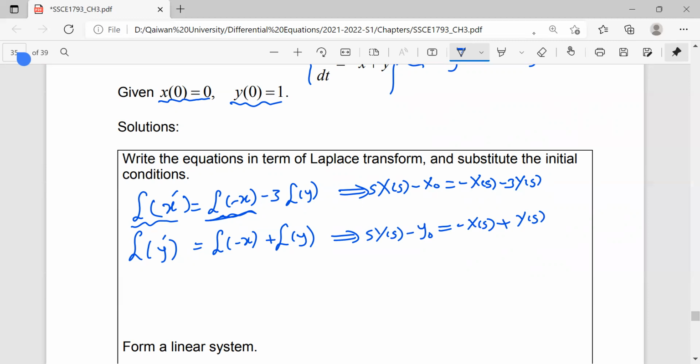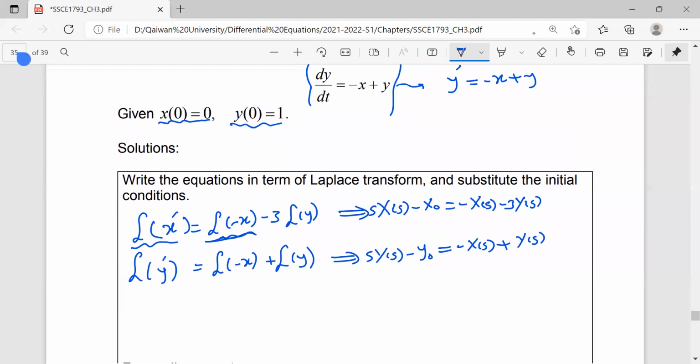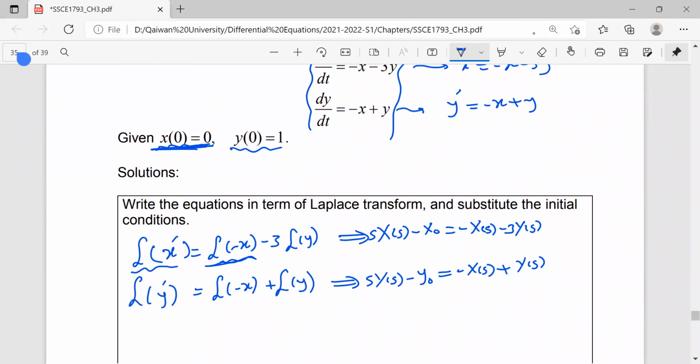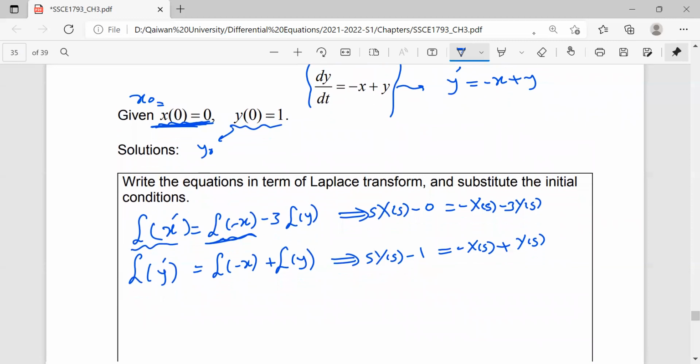We now rearrange the equations. For the first equation, before we do that, we insert the conditions. We replace x naught and y naught. X naught is 0 and y naught is 1. So this becomes 0 and this becomes 1. Now we put all the x of s and y of s terms on the left hand side and the other terms on the right.